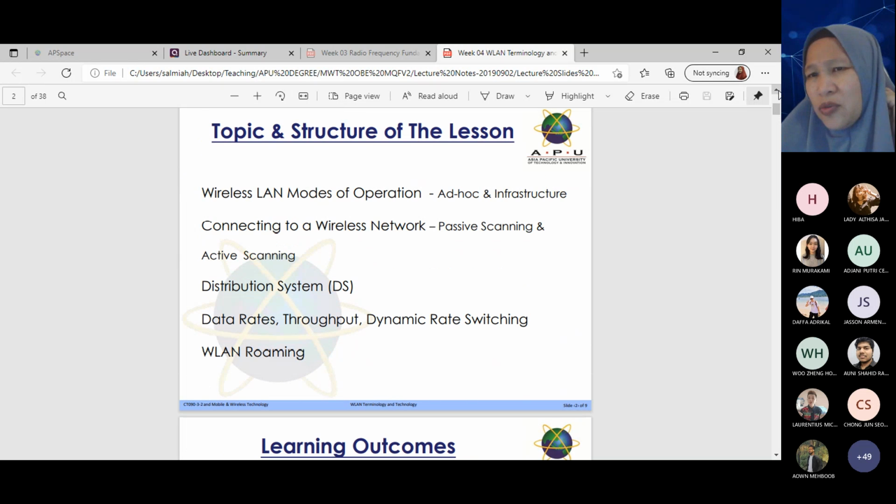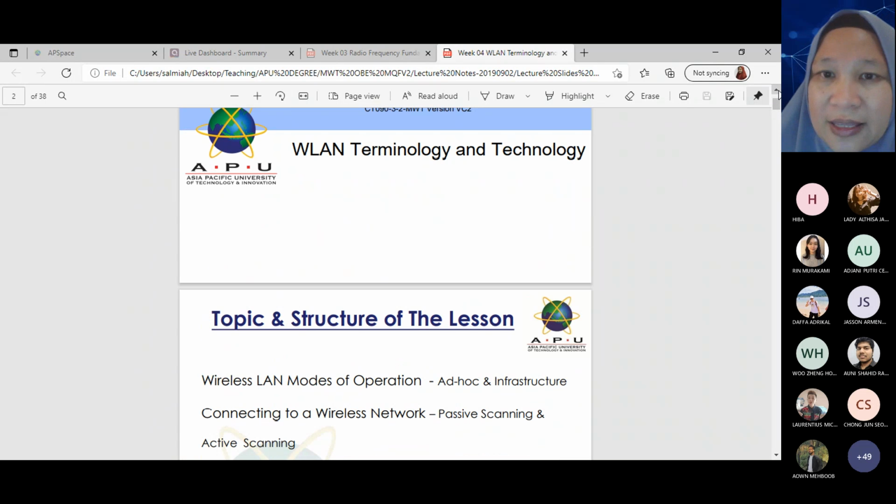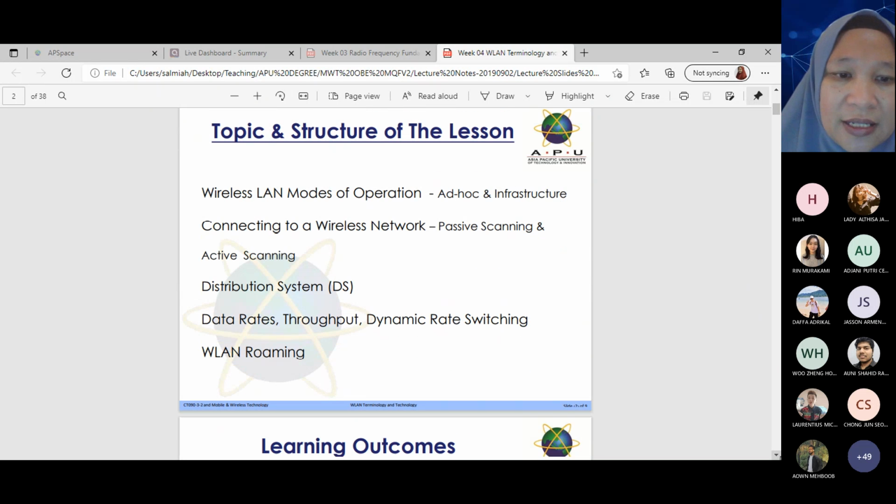For those who want to start doing revisions or preparation for your test, you may start. So for this chapter, these are the topics that we're going to learn. First of all, we will learn about different modes of operation. In other words, if you want to have a wireless LAN, WLAN, in your organization, in your SOHO for example, how are you going to implement it?